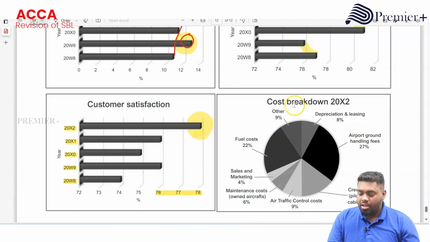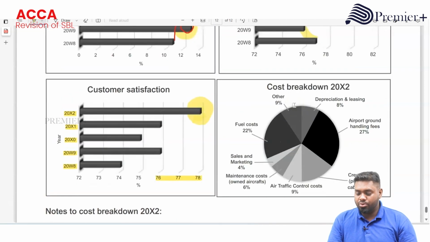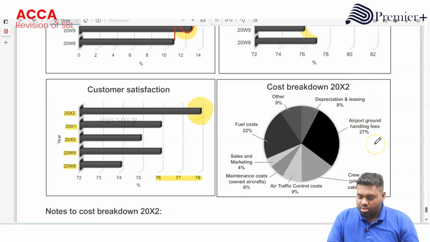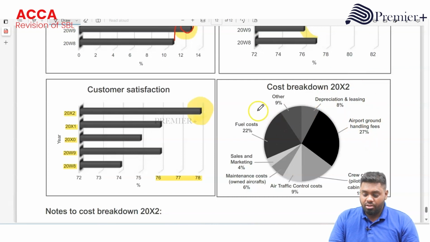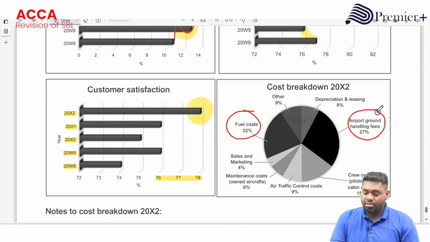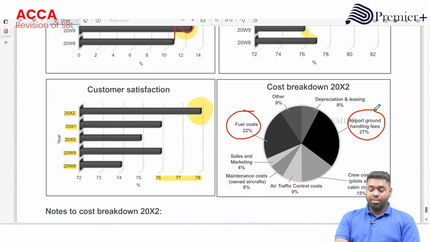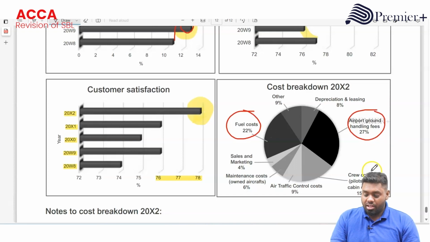Okay. And finally, we have the cost breakdown 2022. So if you look at the overall cost of Courgette, fuel cost 22%. They need fuel to run the airline. Airport ground handling fees, 27%. And then the crew costs, 15%.